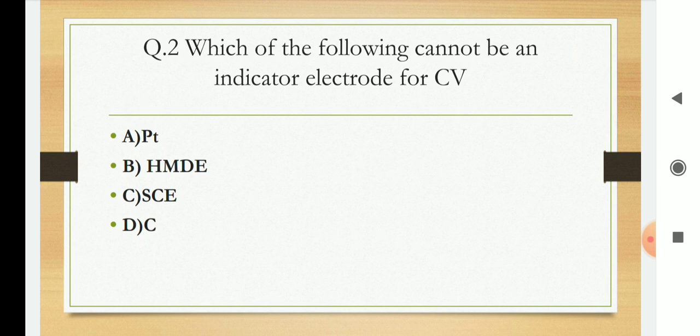Which of the following cannot be used as an indicator electrode for cyclic voltammetry? Platinum, hanging mercury dropping electrode, saturated calomel electrode, and carbon electrode. Now in this, the saturated calomel electrode is a reference electrode. It cannot be an indicator electrode. So this cannot be used. So the answer is C.